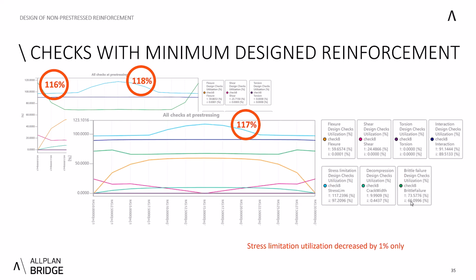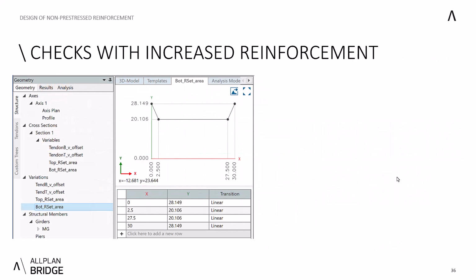As we can see, additional non-pre-stressed reinforcement will resist the tension above the supports. That is why the brittle failure utilization dropped to 74%. That's okay. The reinforcement also released the concrete in compression a bit, but still the utilization of 117% is too high. Let's try to increase bottom reinforcement up to the maximum reasonable level.